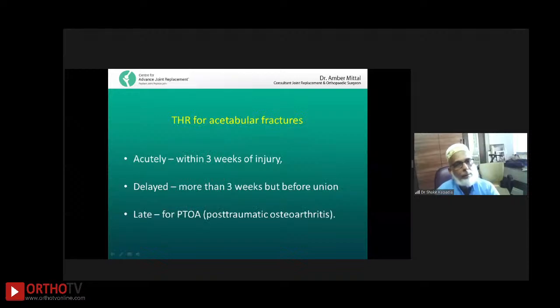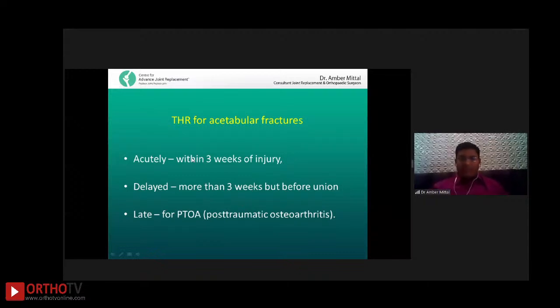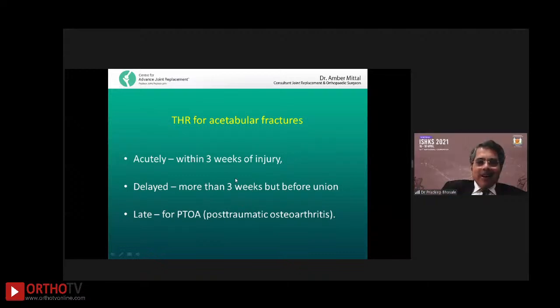Nice. Ambar, what is the size of the cup that you used? I don't remember exactly. I think it should be around 50. 50, yeah. 52. Ambar, wonderful job. Congratulations. Fantastic job you have done. A few more things. You can still go ahead with one size larger cup, and a trabecular metal cup really does wonders.